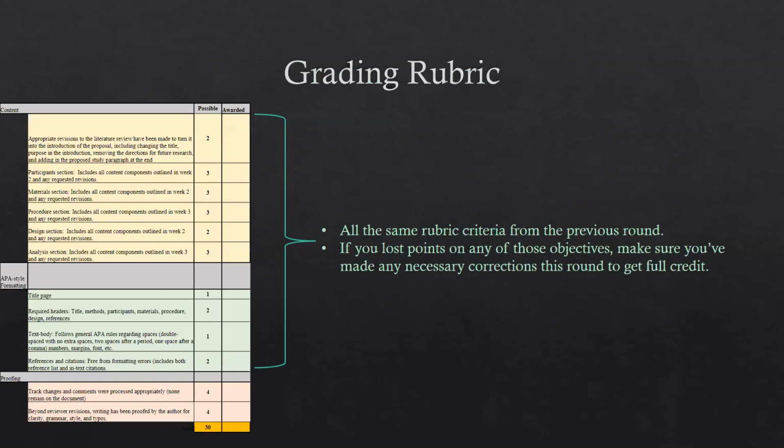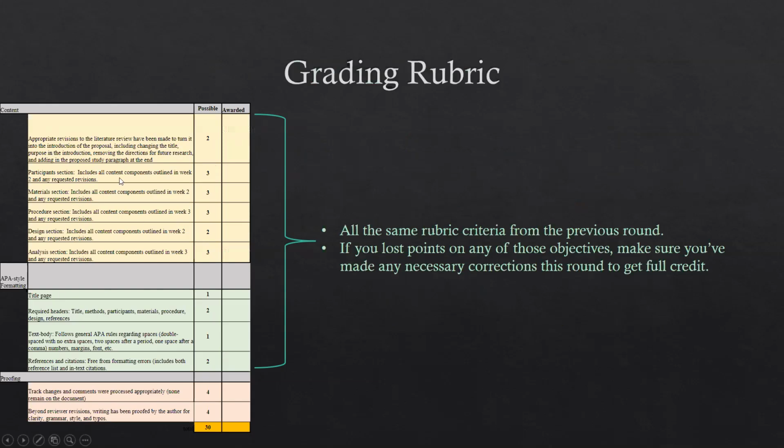So the grading rubric is very similar to the rubric that you had on the initial research proposal. You'll notice that all of this stuff here is exactly the same. The point allocations are a little less because this assignment is worth fewer points than the original one. But it's still heavily weighted in the course, so make sure you take the time to do all of that.